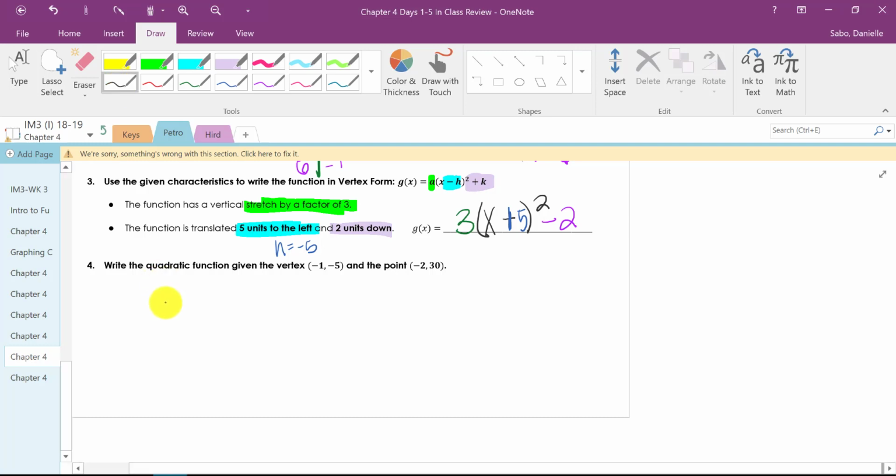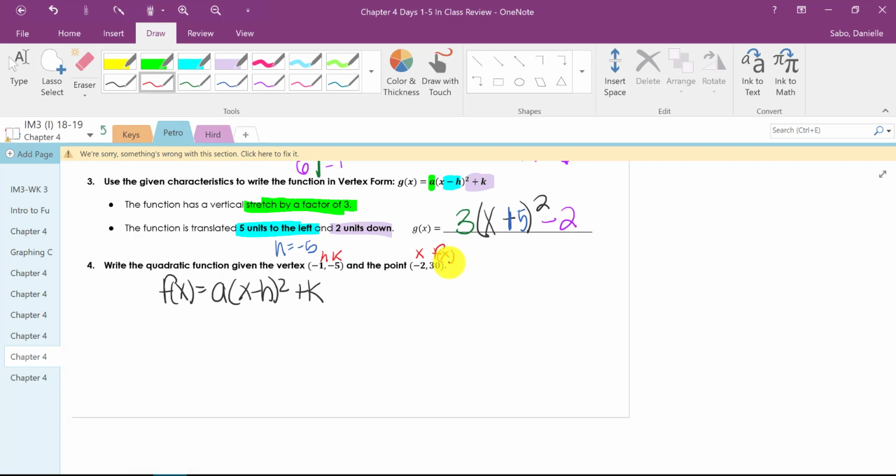Let's write out our formula. F of x is equal to a times x minus h all squared plus k. And that hk is your vertex, and then your f of x is going to be your point. So let's go ahead and plug it in. Remember, we're solving for a to see if we're stretching or compressing. That's going to help us out when we're writing this function.